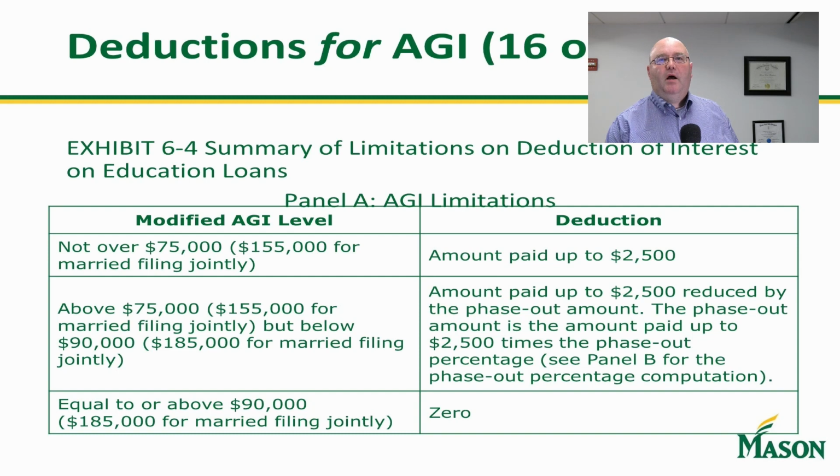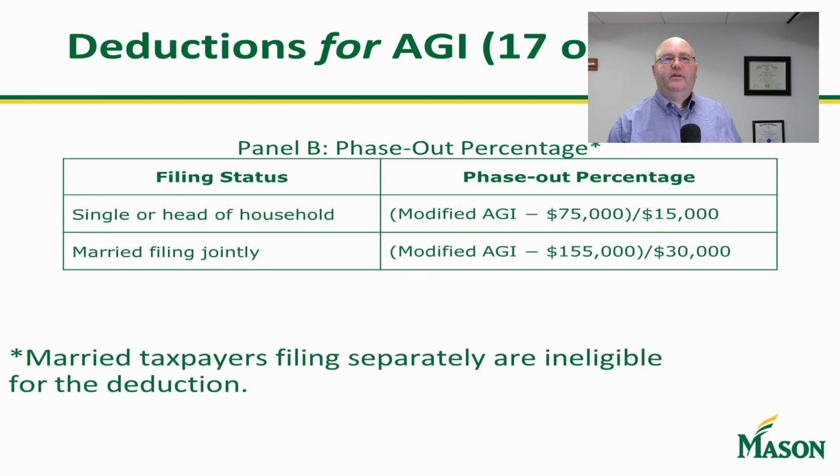Okay. This is a summary for the law for the interest deductions, and this is your phase outs. These are the phase outs for the interest deductions based on your filing status.